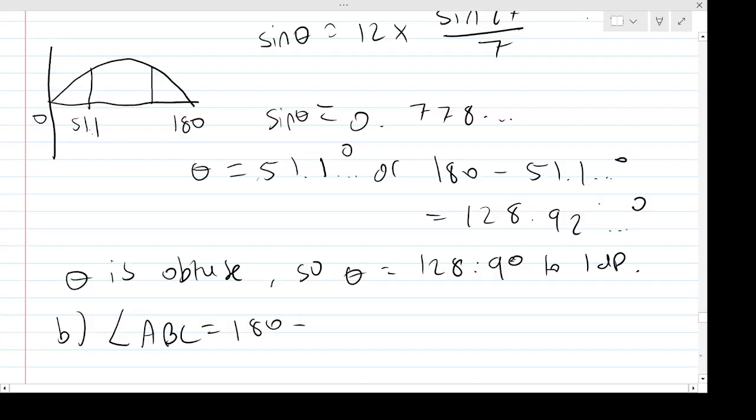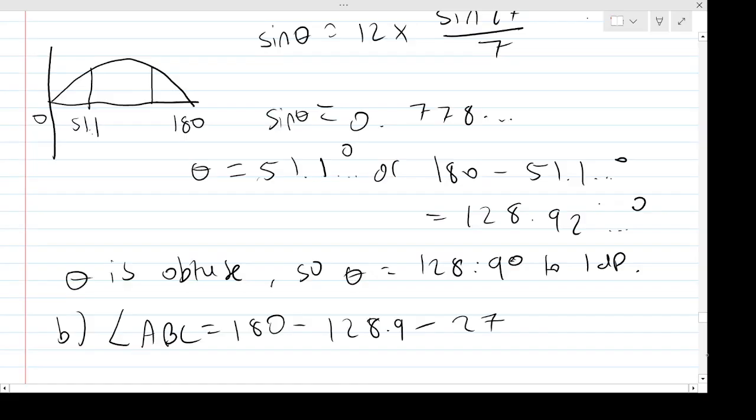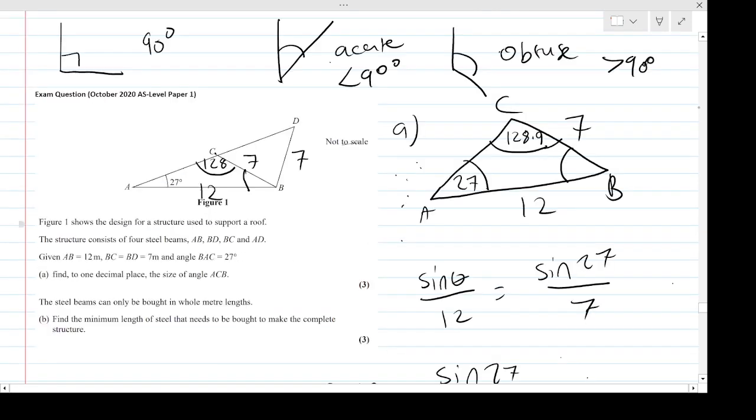I might get something with that, right? Just the idea is what I'm doing at the moment is to work out what I know, what I can do, right? And then I'll go from there. So 180 take away 128.9, take away the other angle, which is 27, which will get me 24.1 degrees, which is going to be there then. So that's 24.1 degrees. So we got all three angles in this triangle ABC.